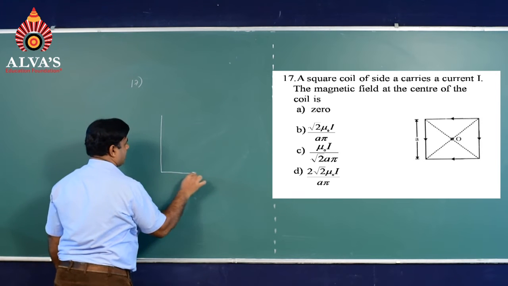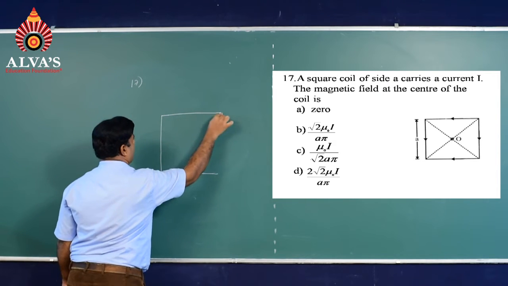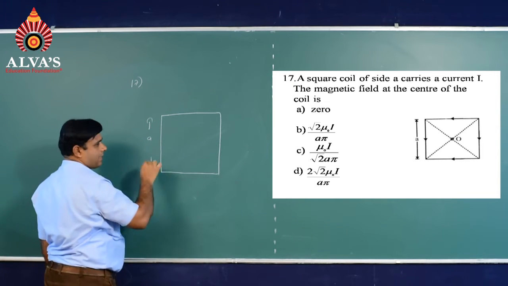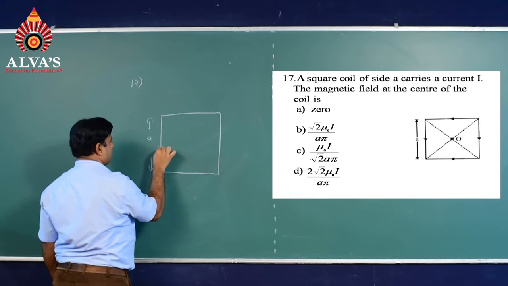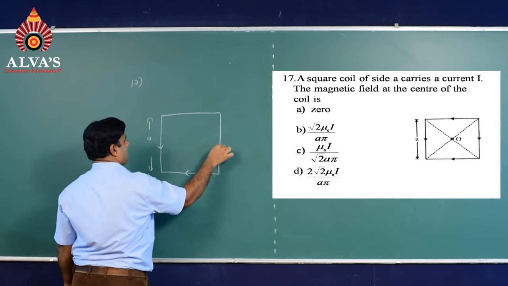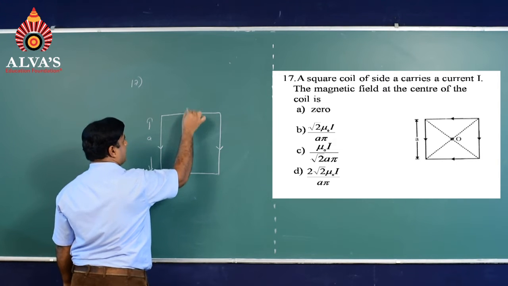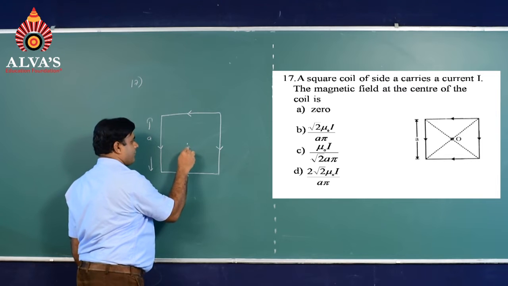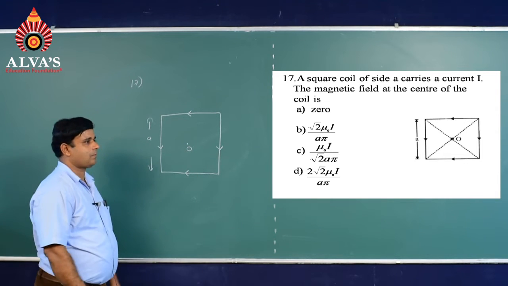Square coil is given. This is the square coil, side equal to A. Here current flows in this direction. Here it is this direction. Current I is flowing. Find out field at the center.